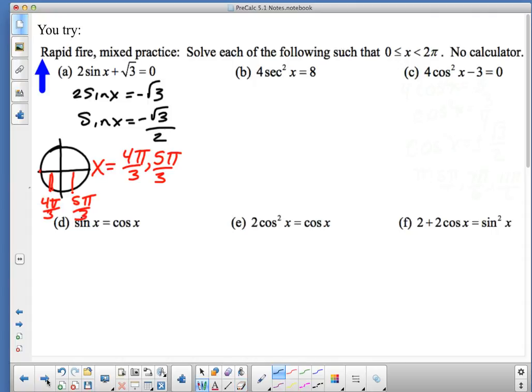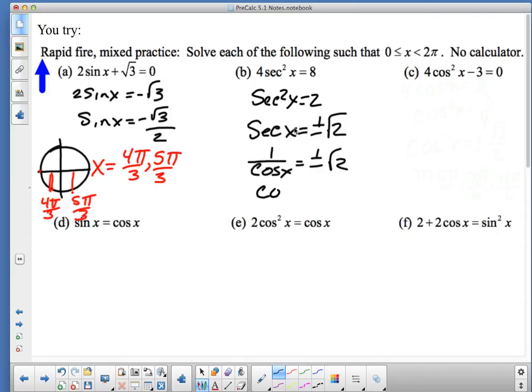Okay, so we're trying B, we got to divide by 4, and we got secant squared x is equal to 2. I'm going to take the square root of both sides, and I've got secant x is equal to plus or minus the square root of 2. And now remember, secant is the inverse of cosine. So 1 over cosine x is equal to plus or minus square root of 2, and cosine x is equal to plus or minus 1 over the square root of 2, which is the same as plus or minus square root of 2 over 2.